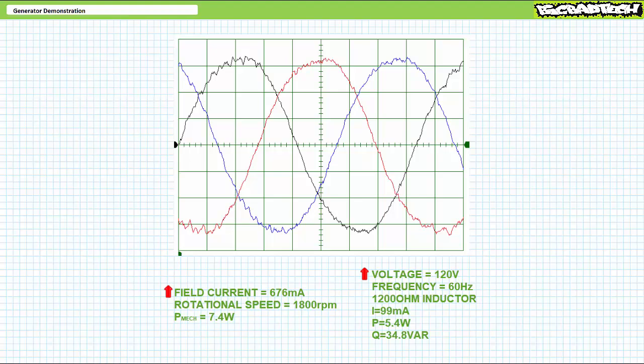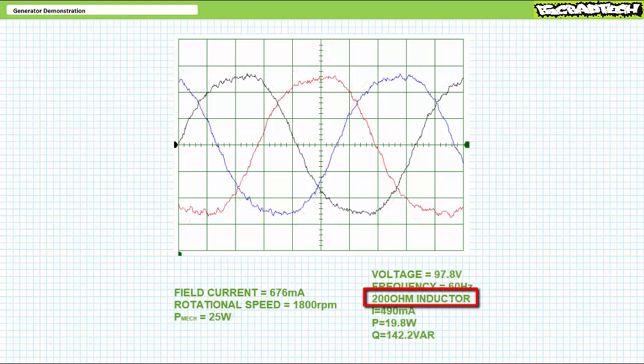This stable state won't last for long because electrical demand is an ever-changing target. Case in point, consider a second load profile consisting of 200 ohm primarily inductive impedances. When subject to increased inductive current draw, output voltage magnitude drops all the way down to 97.8 volts.